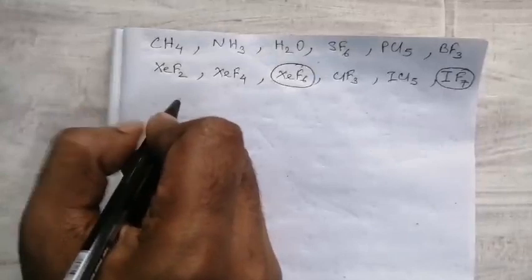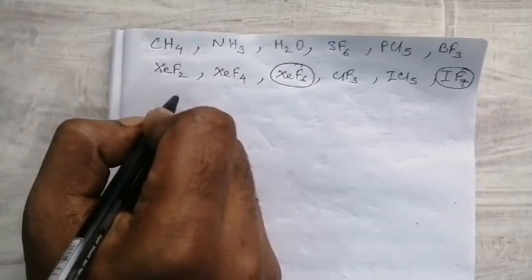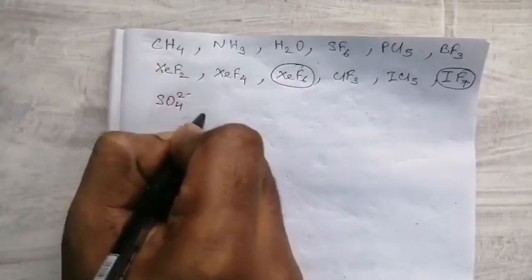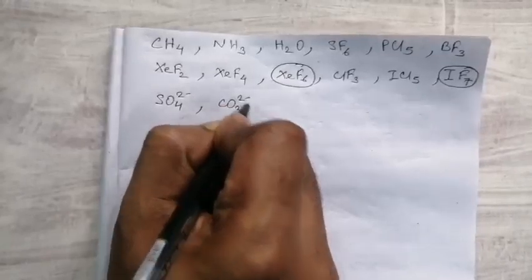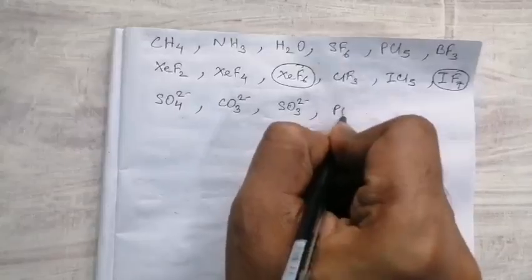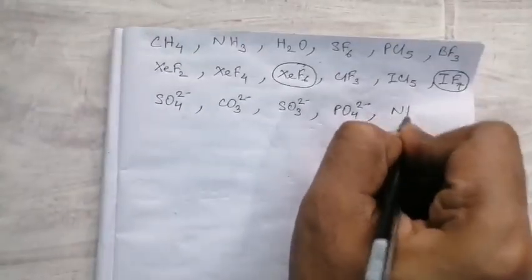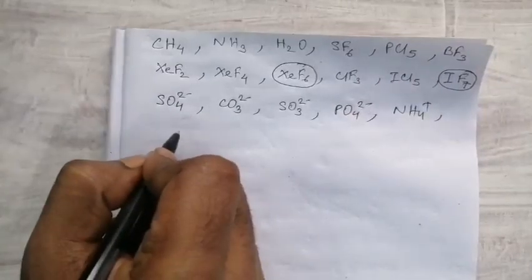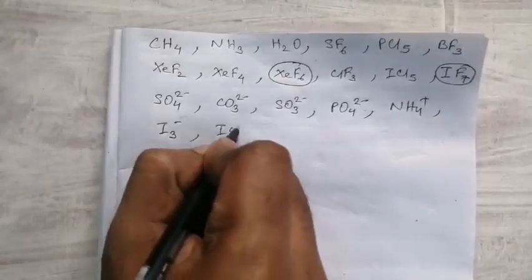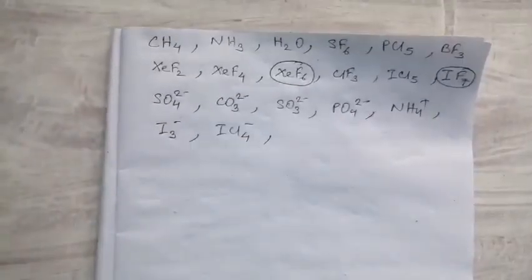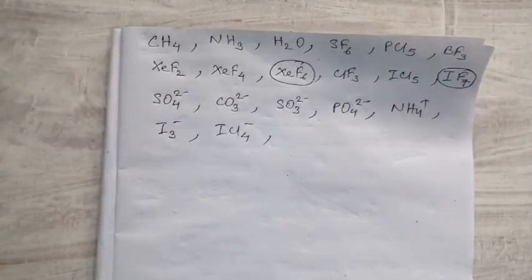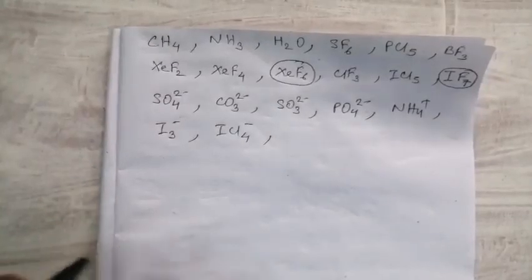Okay, after doing these neutral molecules, we will do some anionic and cationic type of molecules. For example, the common example, sulfate ion SO4 2-, what will be the shape? The carbonate ion CO3 2-, what will be the shape? The sulfite ion SO3 2-, shape. Phosphate ion PO4 3-, then ammonium ion NH4+, then I3- ion, ICl4- ion. So how to predict the shape of these ionic species as well as the neutral species? So stay with me and watch the video till the end.